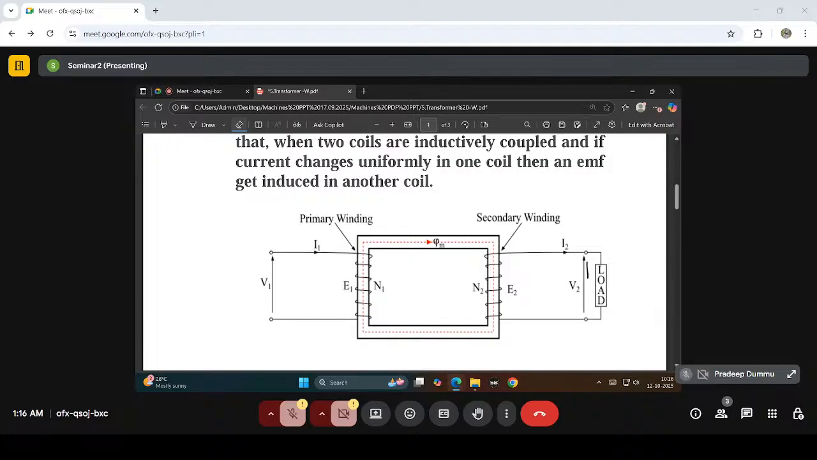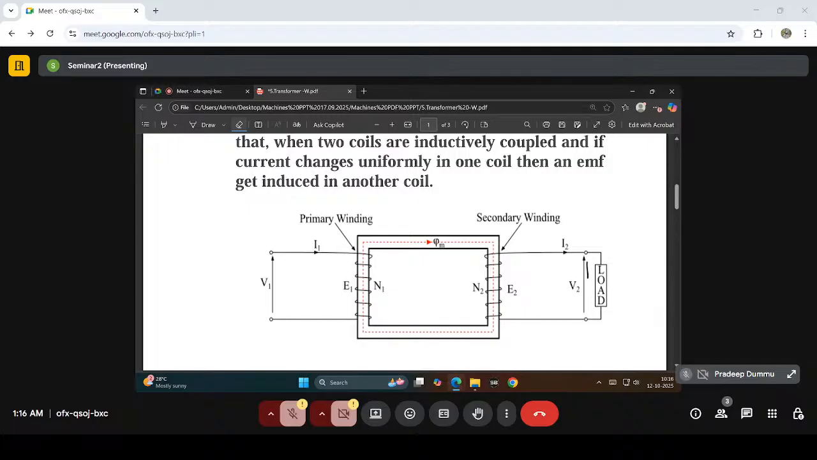Coil 1, coil 2. Wherever we give a supply, it is called the primary winding. Supply can be given on the left or the right. They will mention it in the designs. Left side or right side, wherever you give a supply is called the primary winding. Wherever you apply the load is called the secondary winding. This is called the structure of the transformer.